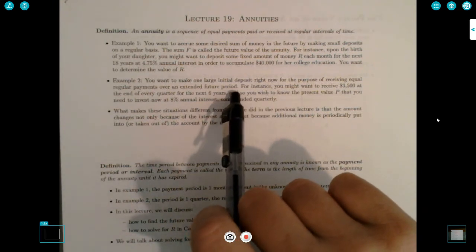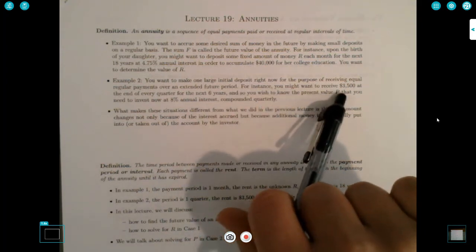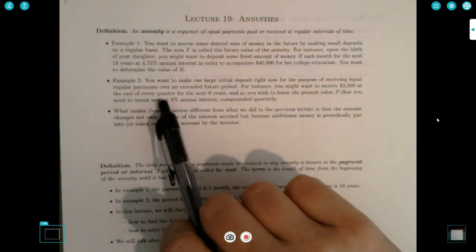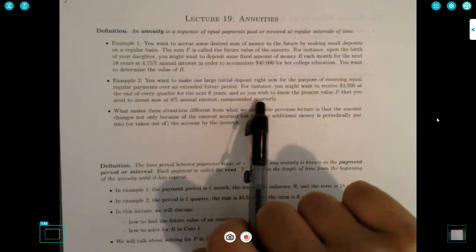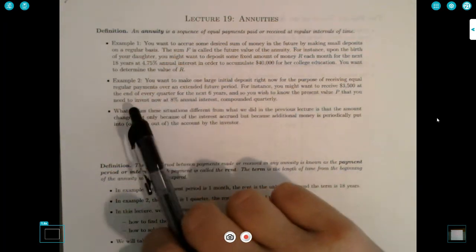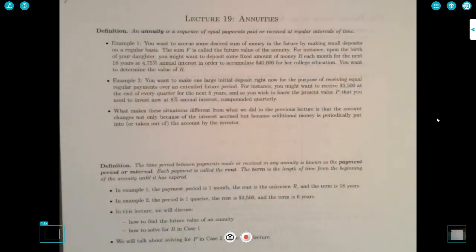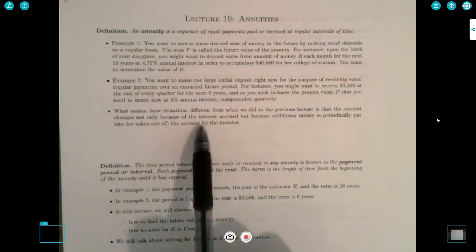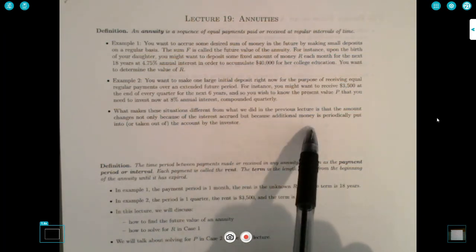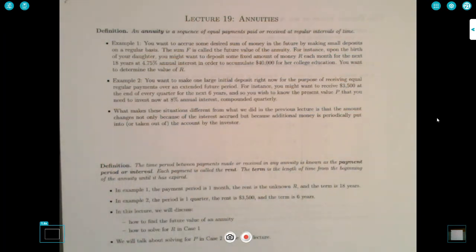Like this is something that people who win the lottery do, right? So for instance, you might want to receive $3,500 at the end of every quarter for the next 6 years. And so you wish to know the present value P that you need to invest now at 8% interest compounded quarterly. So what makes these situations different from what we did in the previous lecture is that the amount changes not only because of the interest accrued, but because additional money is periodically put into or taken out of the account by the investor. Okay, so it's a little bit more complicated.